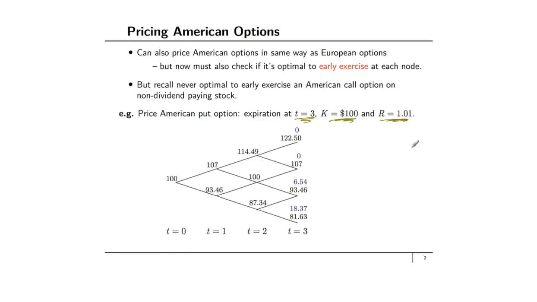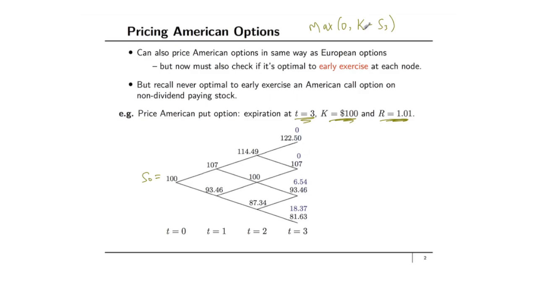So this is our binomial model that we've been using a lot until now. The stock price starts at $100. It goes up by a factor of u, or down by a factor of d, in each period. Remember the payoff of the put option will be the maximum of 0 and the strike minus the stock price at time 3. The stock price at time 3 is 81.63, 93.46, 107, and 122.5.